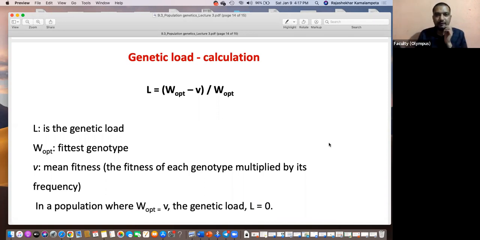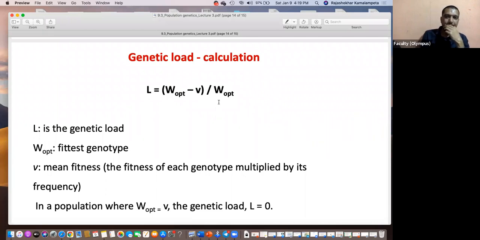There is a formula for that. This is a formula, not too complicated. I'll explain it to you. L is load. L equal to W optimal minus V, divided by W optimal. Load can be calculated using this formula. There are some specific corrected, modified versions of this, but this is something really simple that you can understand and answer in the exam. Load equals W optimal minus V divided by W optimal.